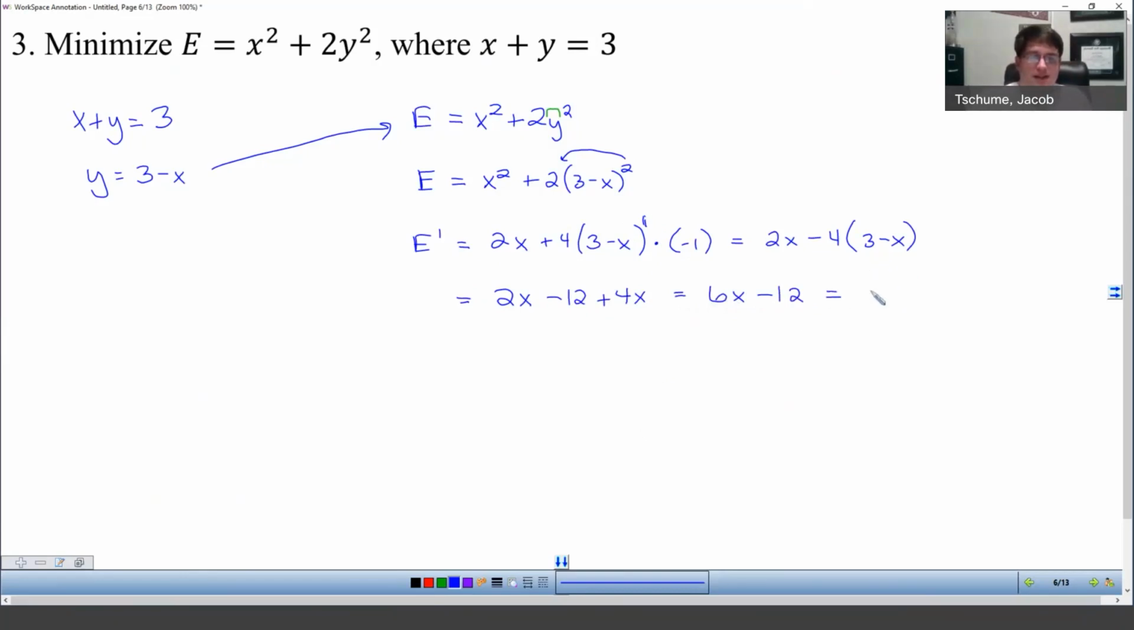I am now going to set that equal to 0 to get the critical value. So add 12 over, so 6x equals 12. Divide both sides by 6, and our x value has to be 2.